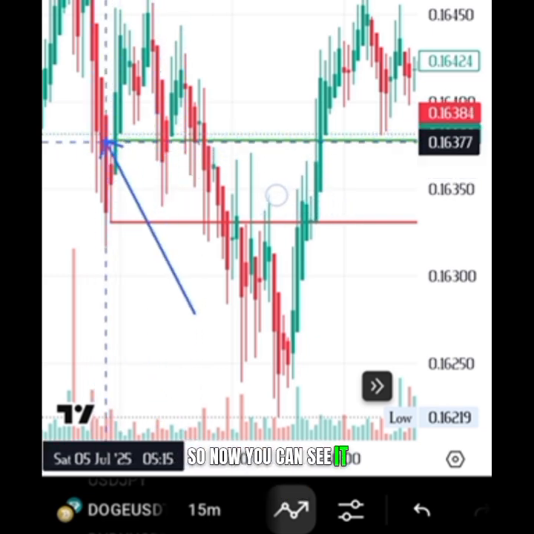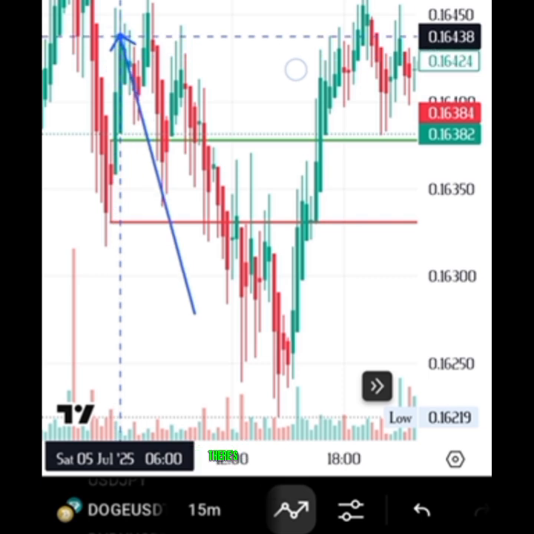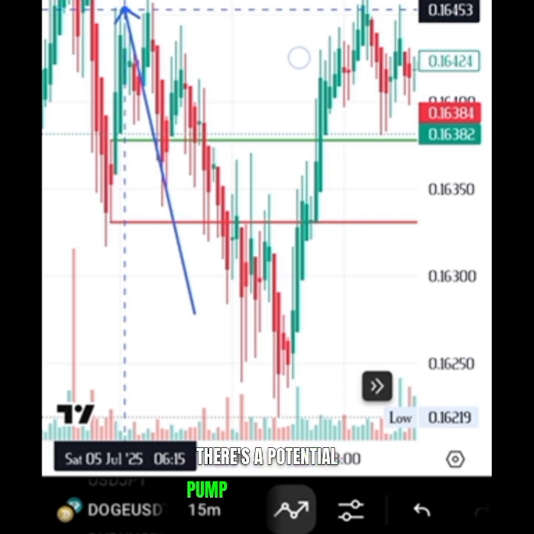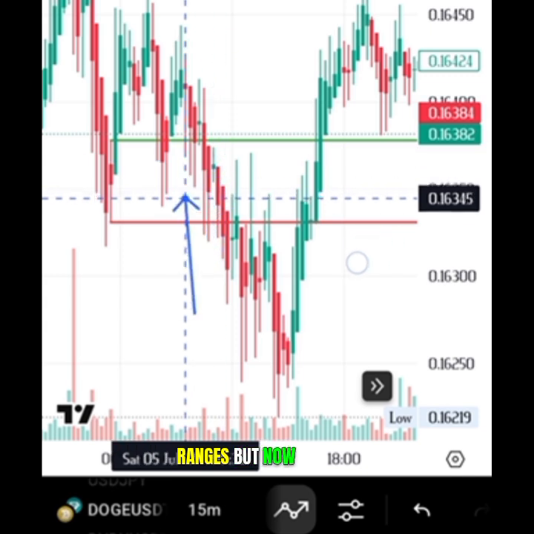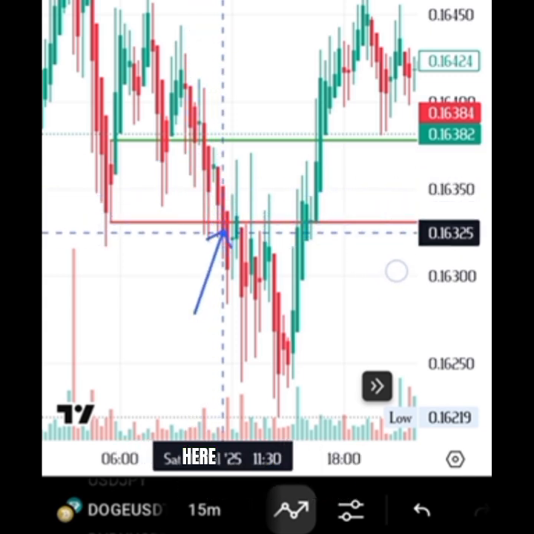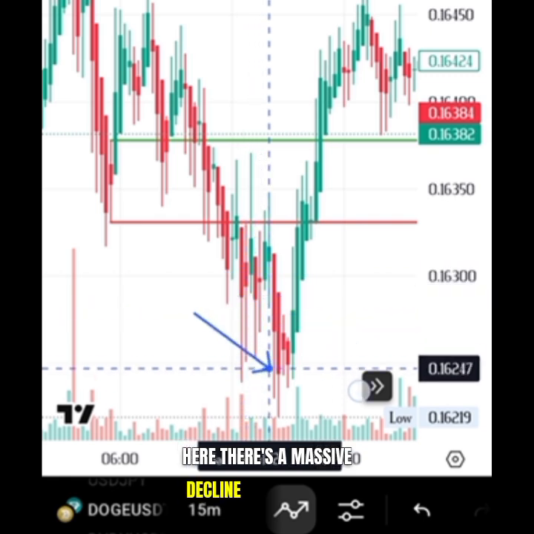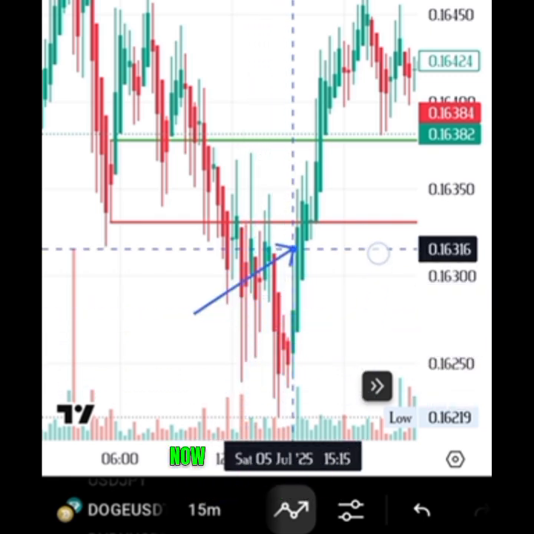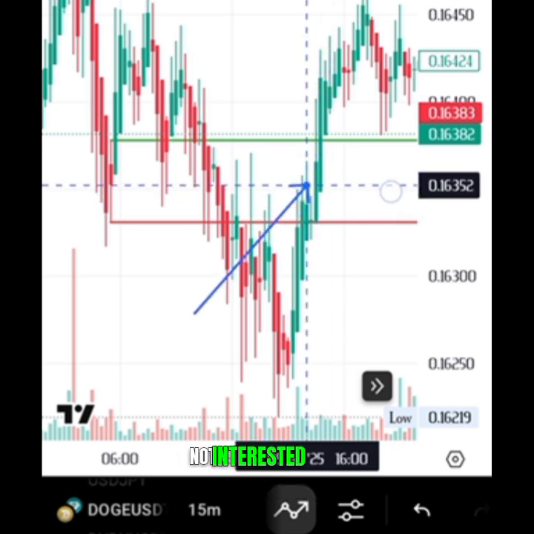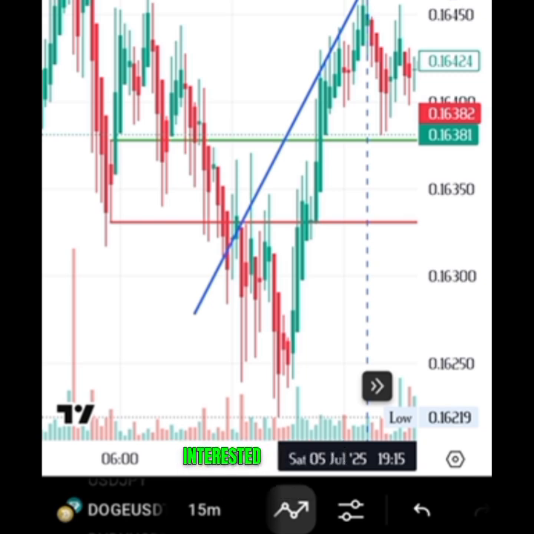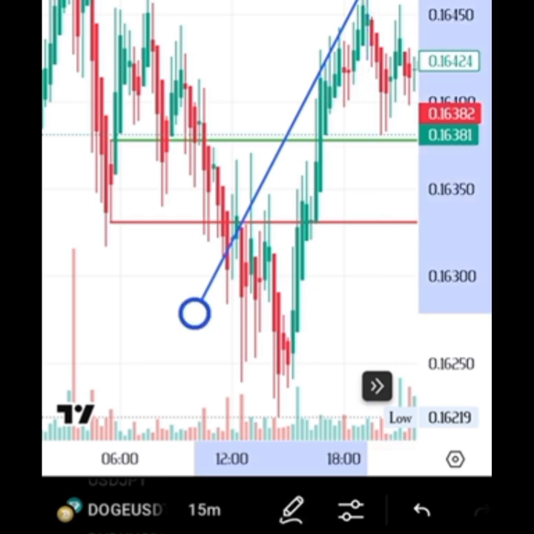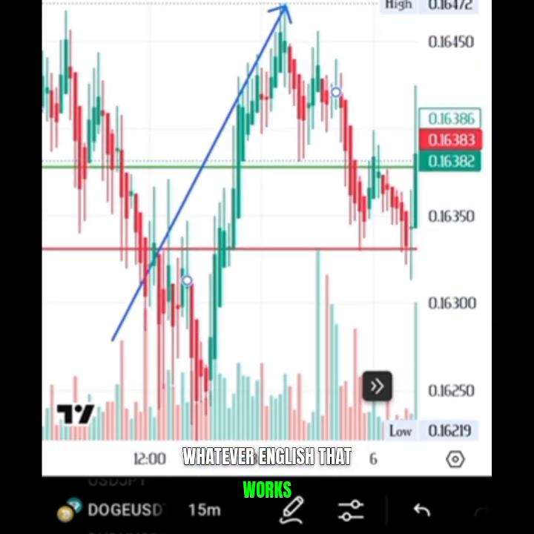Now you can see it broke from here and there was a potential pump to the high side. It was bullish. When it was there, it was ranging, but when it broke from here, there was a massive decline and the trade was a success. The same thing: when it was here, we are not interested, but if it breaks here, then we'll be entering the trade, taking a position.